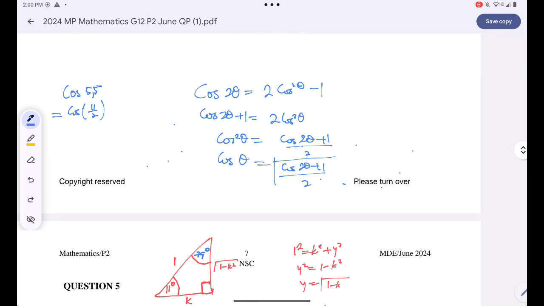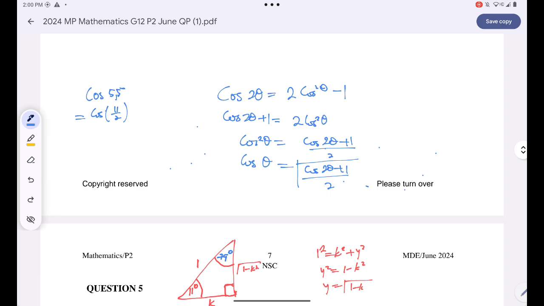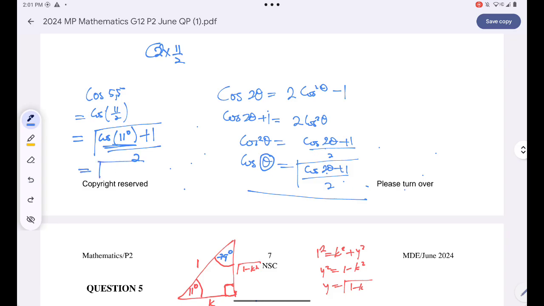So that means cos of 11 over 2 is also equal to the square root of cos of 2 times 11 over 2, that will just give me 11 degrees, plus 1 all over 2. Remember that, guys, over there I have 11 because I'll simply have 2 multiplied by 11 over 2 according to this thing. If I have theta over here, that means I need to say 2 theta. My theta is 11 over 2, so 11 over 2 multiplied by 2 will just give me 11 degrees. Are you together? So I can simply find the cos of 5.5 now.